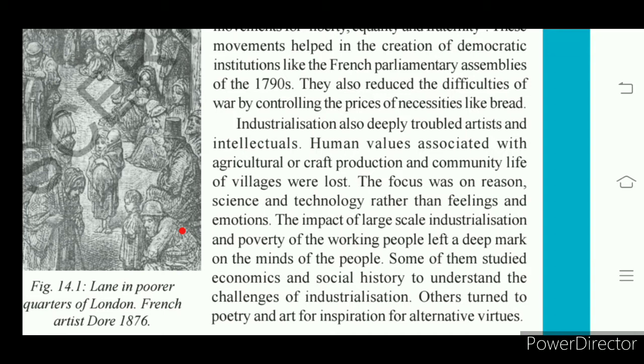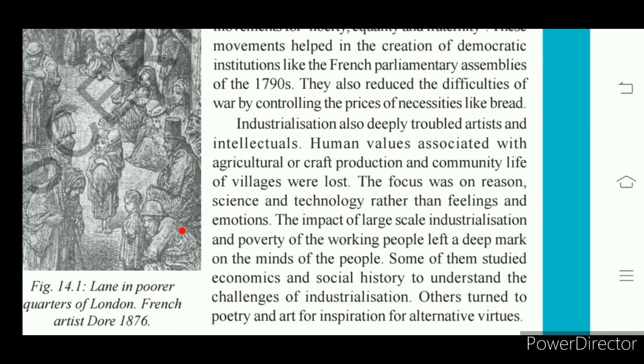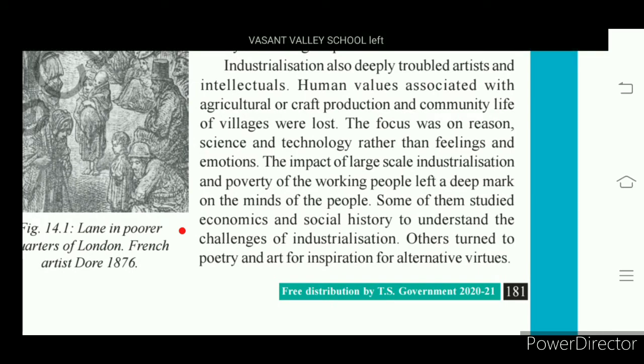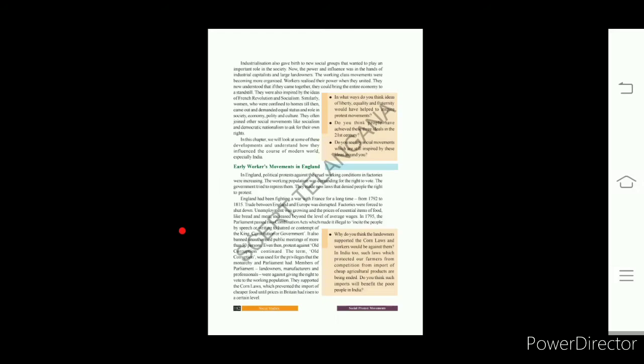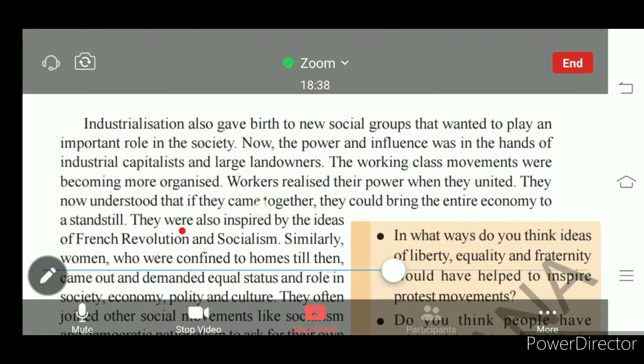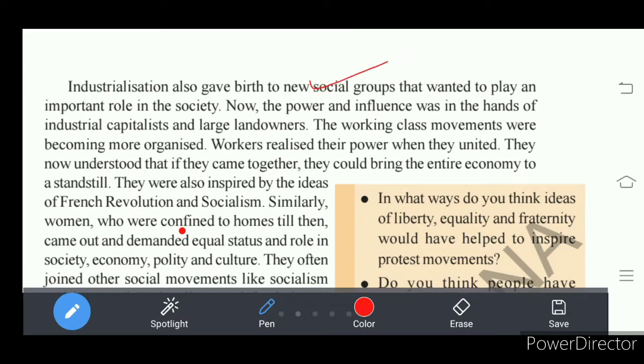On the other hand, we see some of the writers went for writing poetry to inspire the workers towards their betterment. Understand? So in this way, we see that several problems are faced by the workers. Understand? Because of industrialization. Here we see that industrialization also gave birth to new social groups. A new social group started, and this social group played a very important role in society.